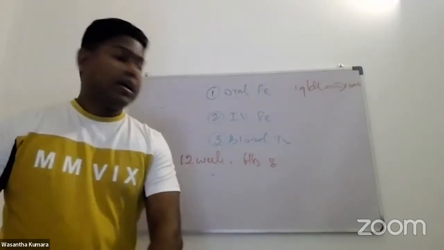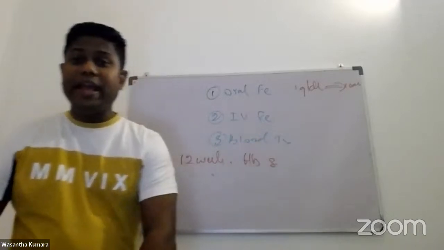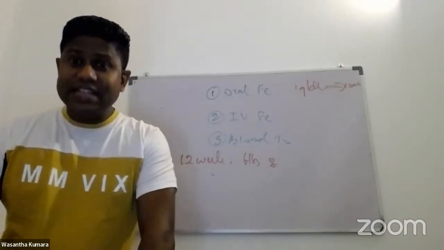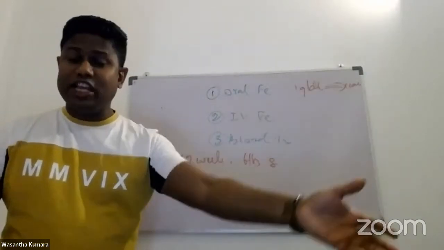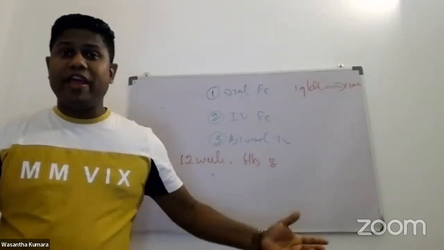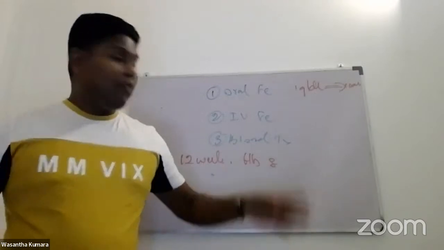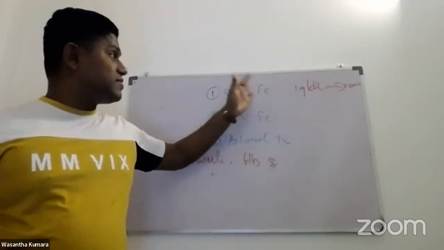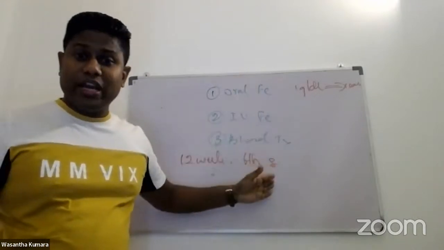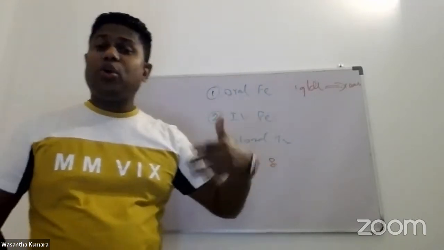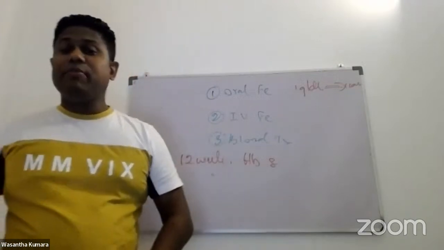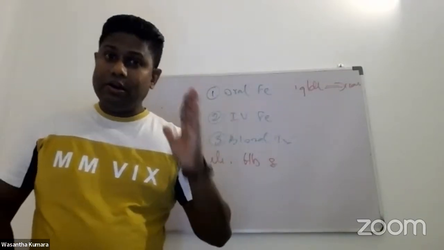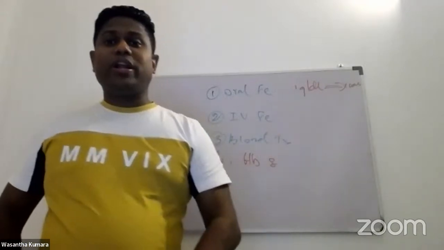Okay, now my question. A 12-weeker coming, confirmed iron deficiency anemia, hemoglobin 8. What will you do? Since the postpartum hemorrhage, PPH, risk is remote for this patient, you have time. What you do is, the least complicated or least side effects drug, that is oral iron, you start oral iron. After 1 week or 2 weeks time, you recheck the hemoglobin level.